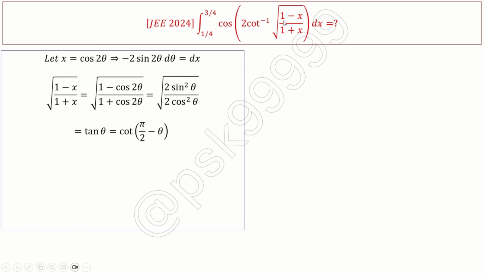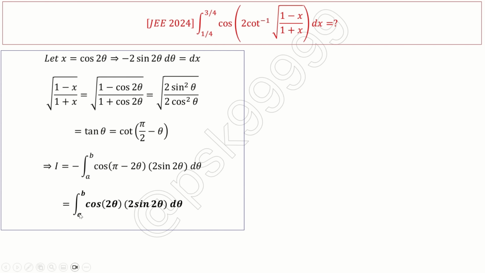So cot inverse and cot get cancelled. This is nothing but 2 times (pi by 2 minus theta), which is pi minus 2 theta. So this whole expression is nothing but integration of cos of pi minus 2 theta, correct? And dx is nothing but minus 2 sin 2 theta d theta, that I wrote here, and the minus sign I kept here. And cos of pi minus 2 theta is nothing but minus cos 2 theta, so minus minus gets cancelled, and this is nothing but integration from a to b. A to b I just kept because I don't want to change the limits. I will convert it back to x, in terms of x.